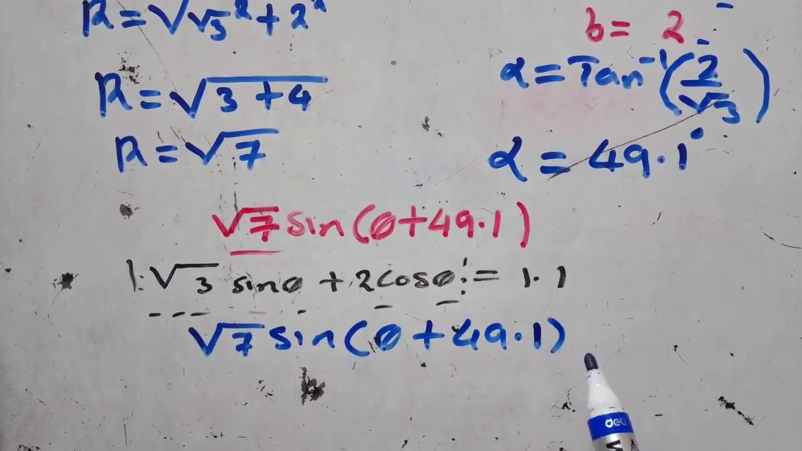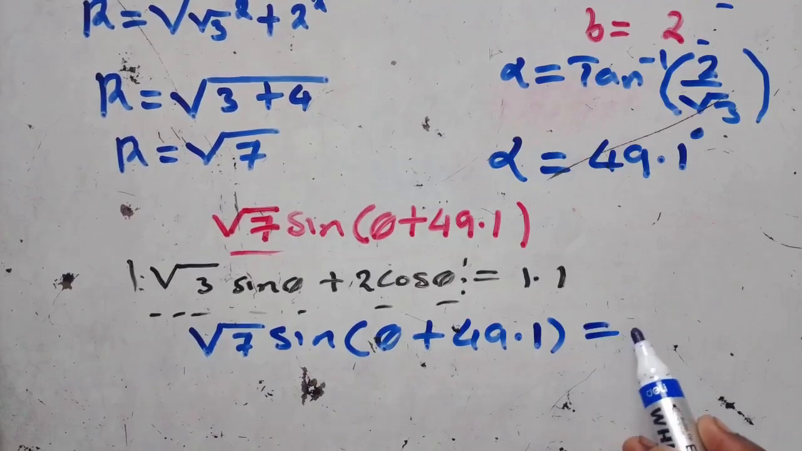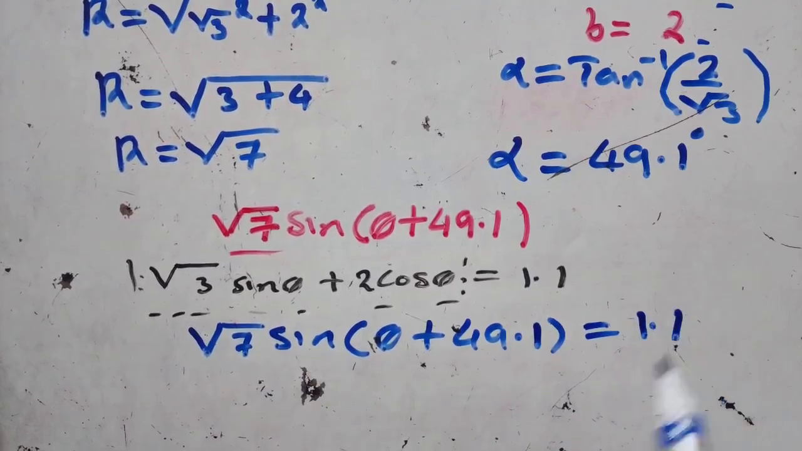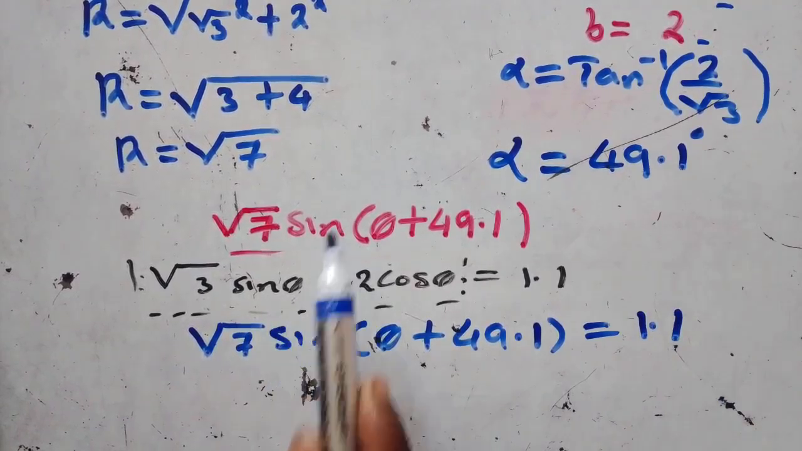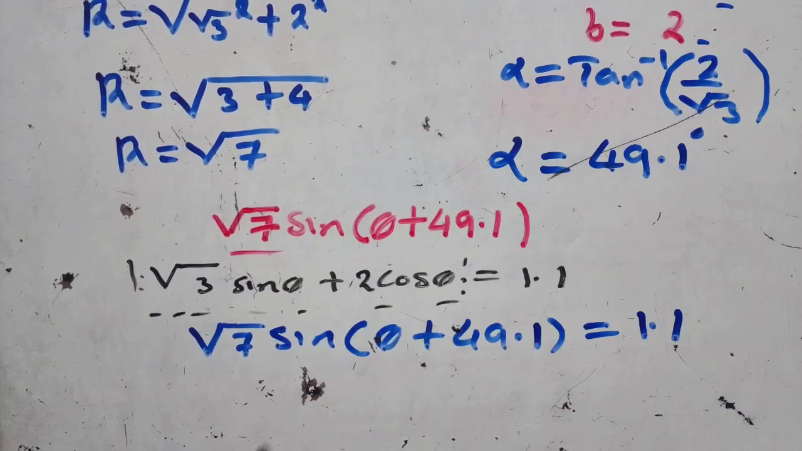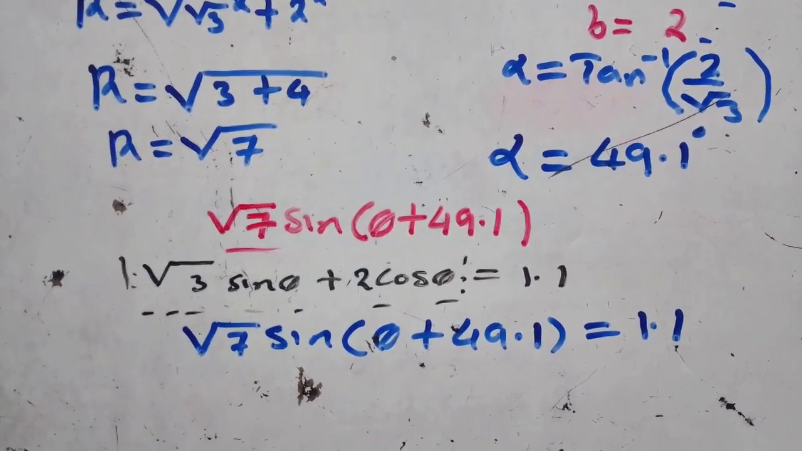Okay, so this was expressed in this form, and it's equal to 1.1. The reason I've done this is we know that this and this are just equal, so it's easy for us to solve it in this form rather than in this direct form. Having reached this side, you can now solve this by making this acute.